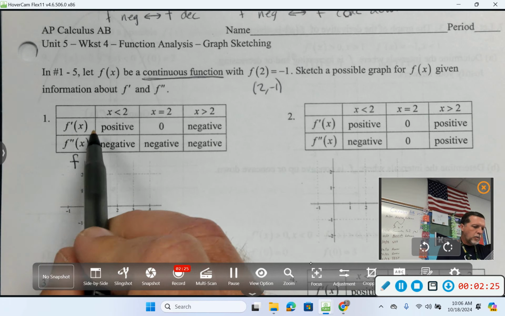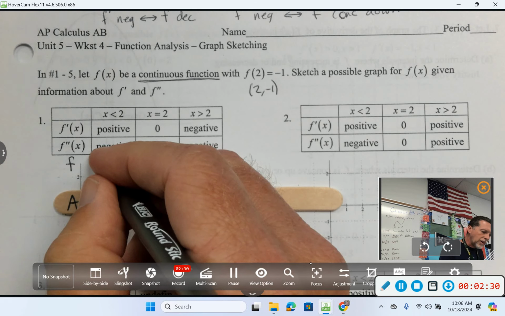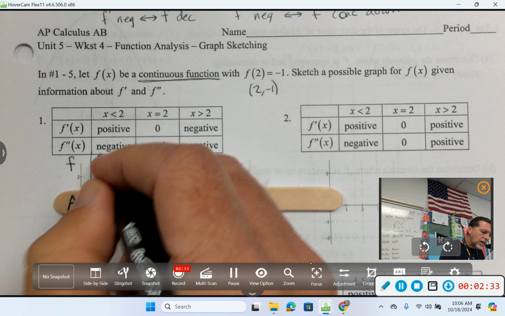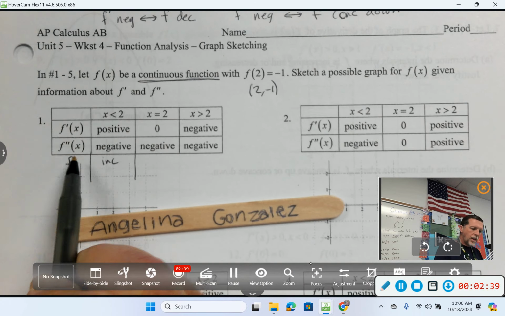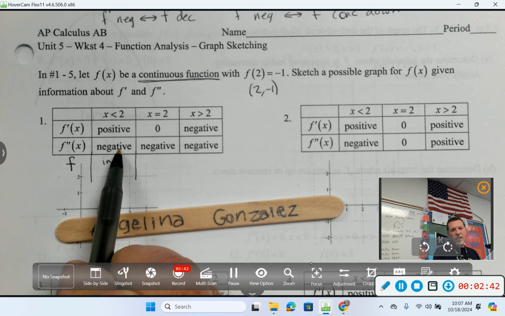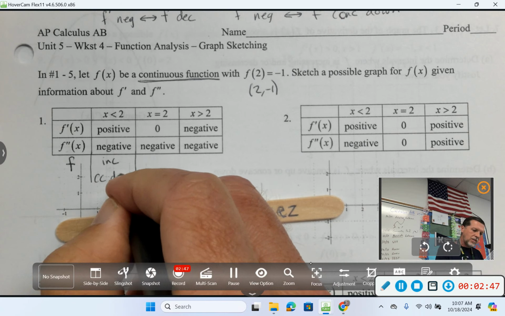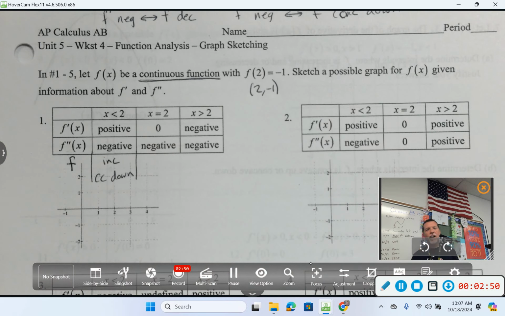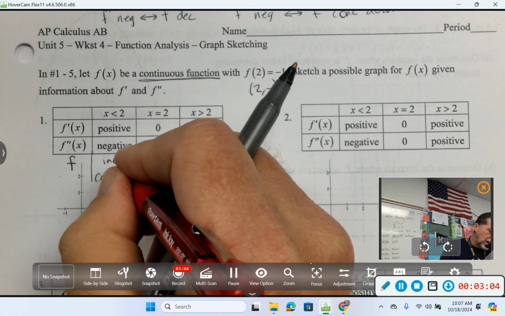So if f prime is positive, Andrew, what does that tell me about f? It's increasing. That means f is increasing. Good. Angelina, if f double prime is negative, what does that tell me about f? Concave down. Okay, so now I know that when x is less than 2, my graph will be increasing but concave down. It's hard to make my arms do that, right? Increasing but concave down. Something like that.